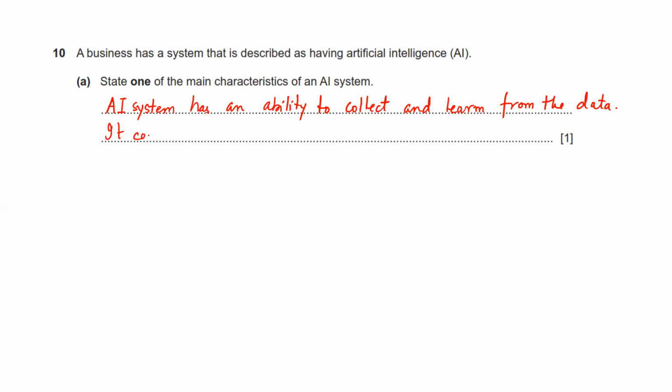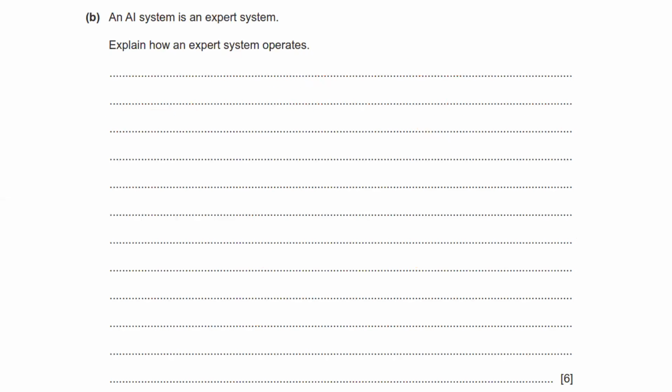It can also analyze and adapt to the data. Okay, so this is what an AI system can do. Then it says, an AI system is an expert system. Explain how an expert system operates. So again, it's an AI expert system.